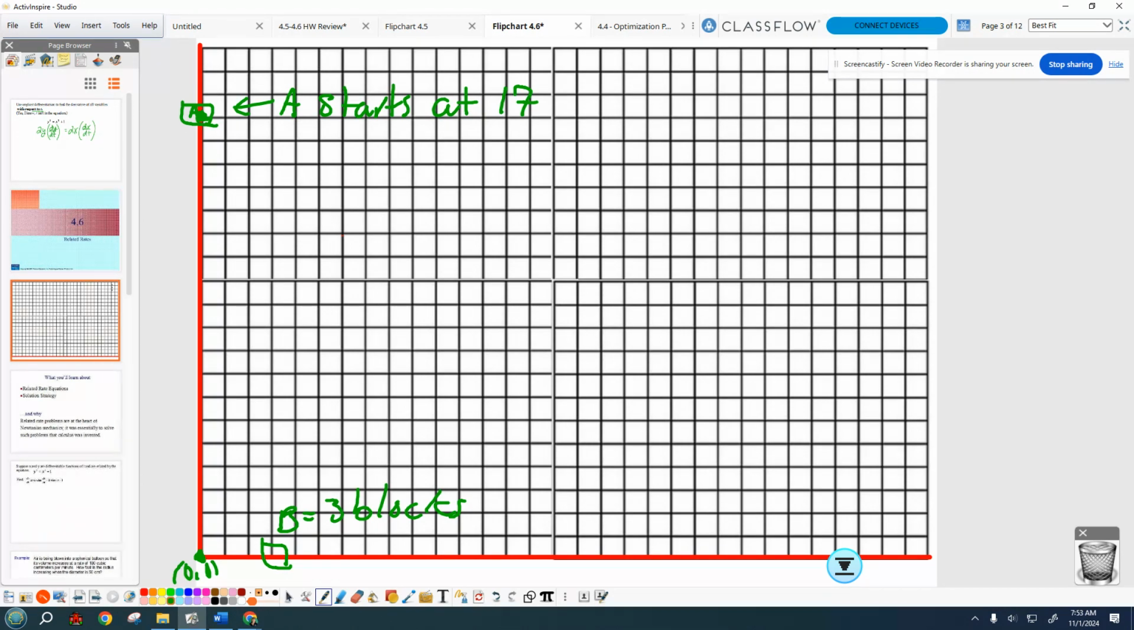Naomi, how fast is our A car going? Is it going 1 block per thing, 2 or 3? Which one? Pick one. 2. We'll call it seconds. So car A is going this way at 2 blocks per second. Kyle, car B, how fast is car B moving? 1 block per second. 1 block per second, okay.